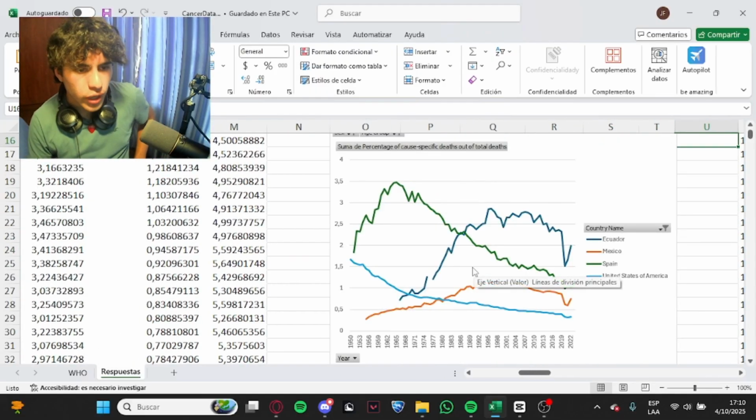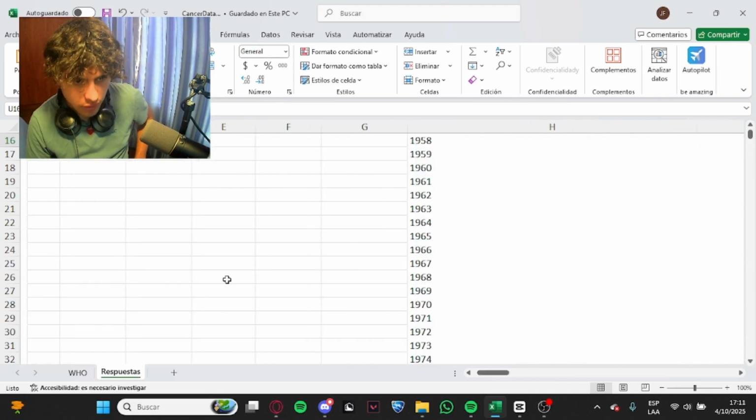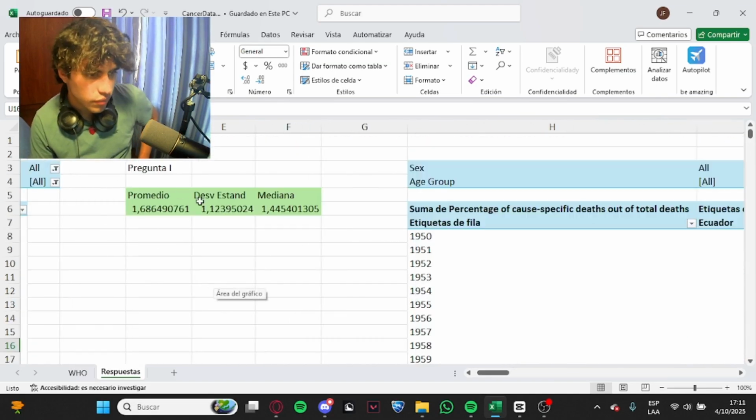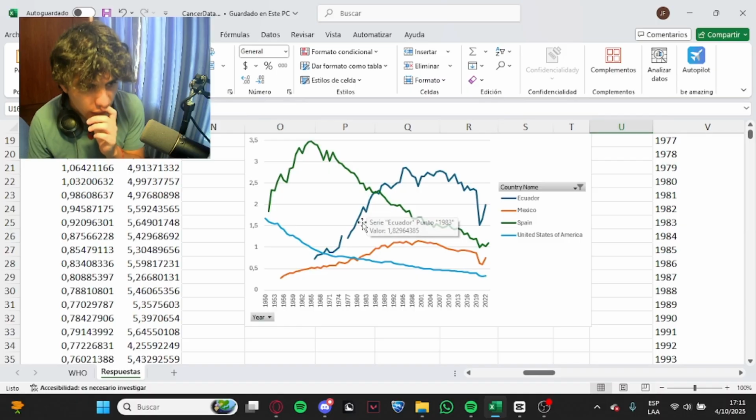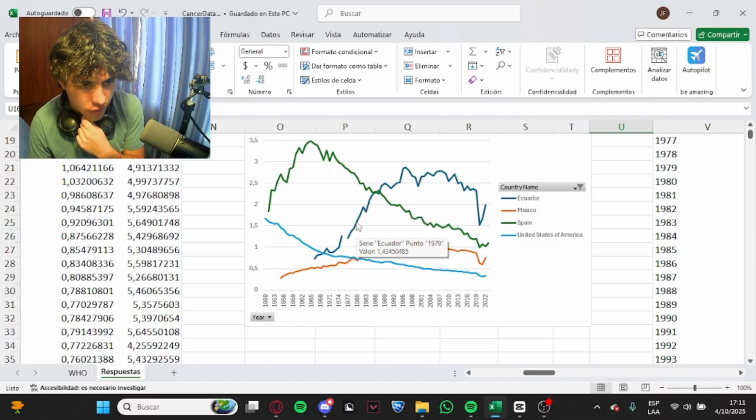And here we have, as we've seen before, the average of each one of the countries in total. Here we can see that Ecuador surpasses the average around the 80s or so. Here it started to go up.